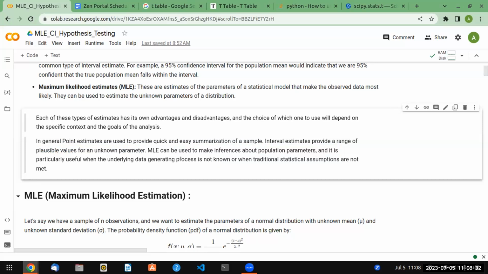That point estimator will help us to quickly calculate an easy summarization of a sample. Easy summarization of a sample means we can easily get, with a point estimator, the mean and standard deviation of the data. See here, this is important: sample.